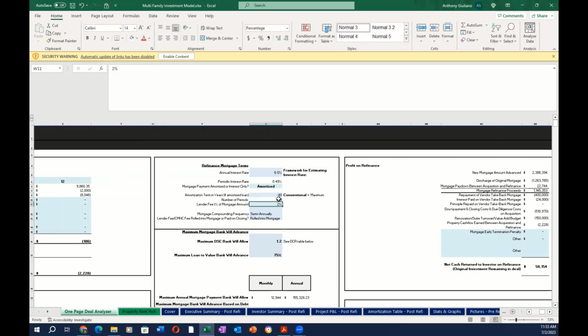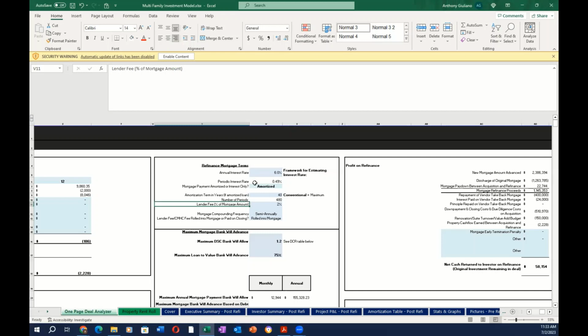And then the lender fee, I'm assuming there's a 2% lender fee here. That might not be the case with the loan that you're going for. There may not be any lender fee at all on the underwriting. But CMHC, this will either be your lender fee or your CMHC fee, depending on the lender that you're using, right?